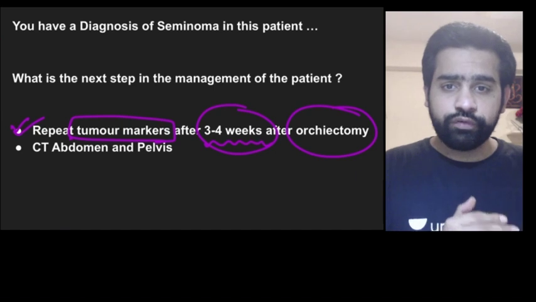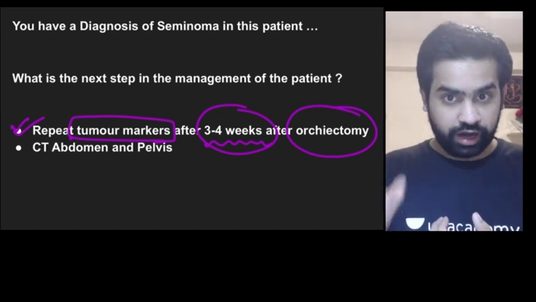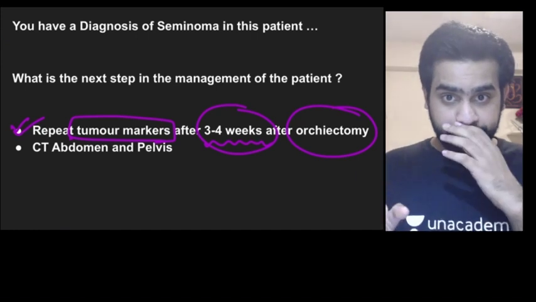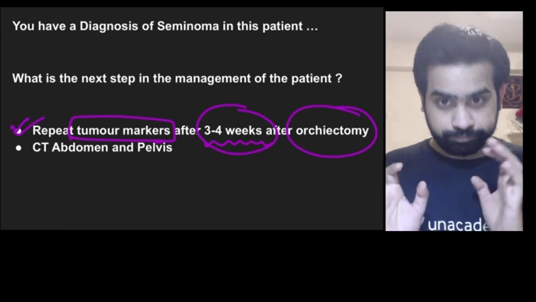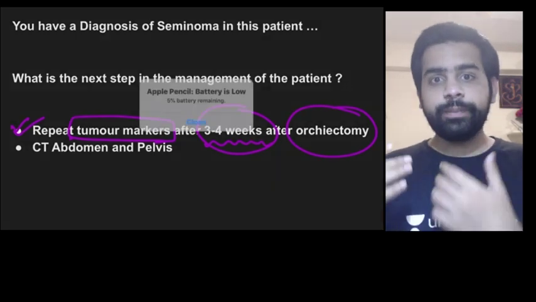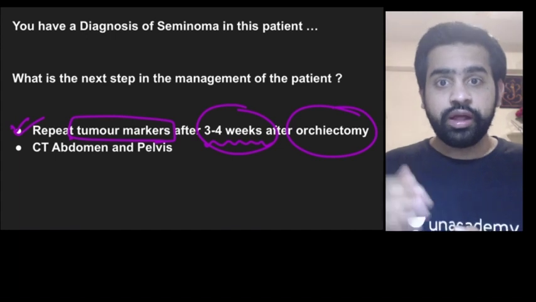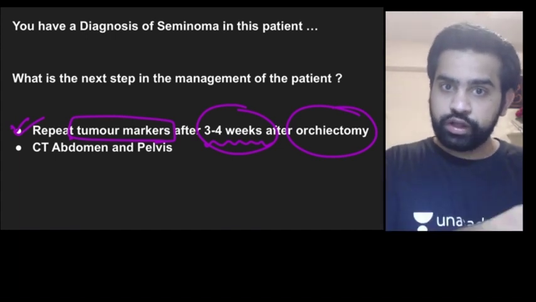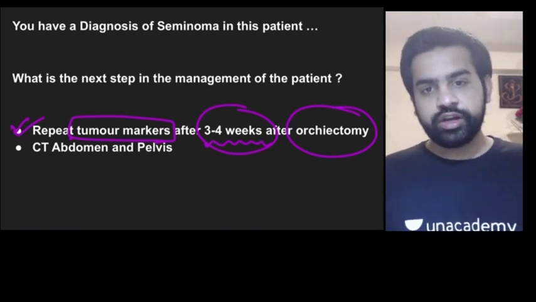You will have to wait for the tumor markers to die down, because every tumor marker has a half-life. So you will have to wait 3 to 4 times the half-life of that particular tumor marker. Only then will you be able to say with certainty that if there is a raised tumor marker, is it because of the previous tumor which you had before the surgery, or is it because of a residual disease or a recurrence?